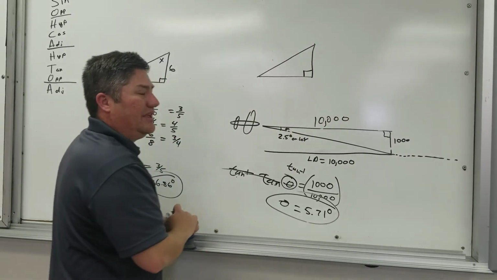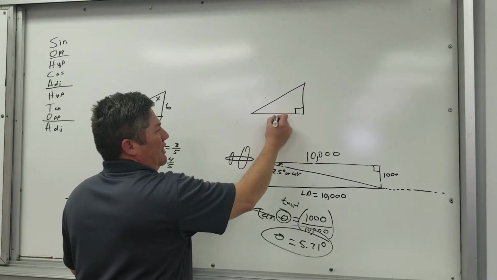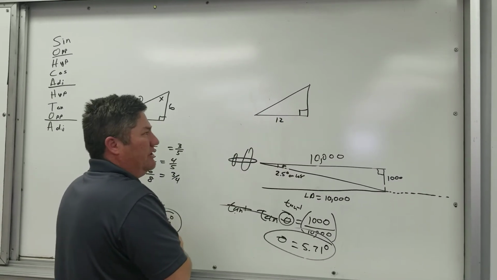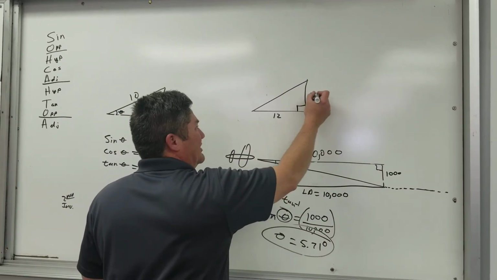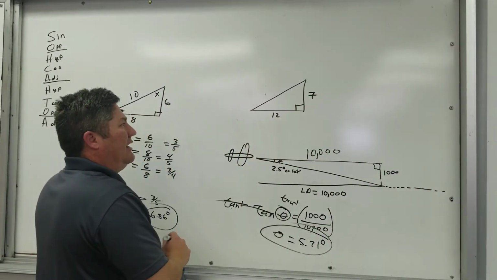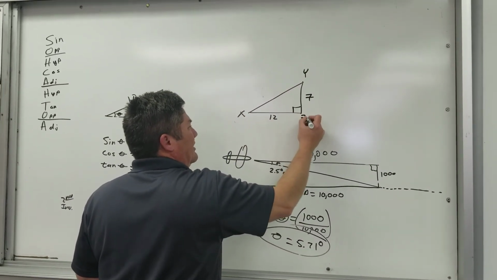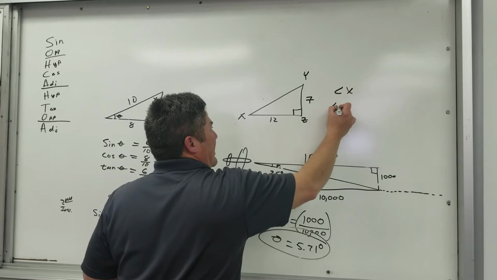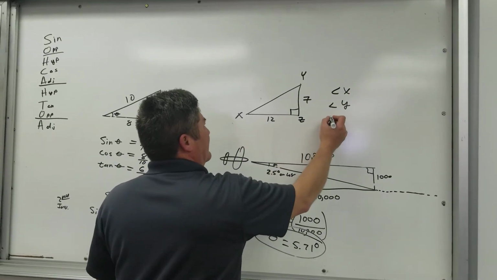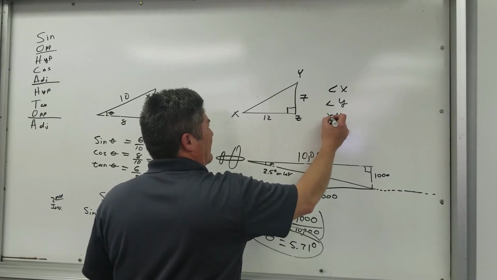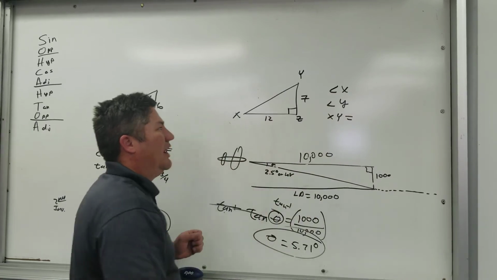So let's say I had this, and I had this being, I don't know, let's say it's 12 feet, inches, units, whatever. That's 12. And we did this one, and it was 7. And it wants to know the angles x. This is called solving the triangle. So I want to know angle x, angle y, and I want to know the side length xy.